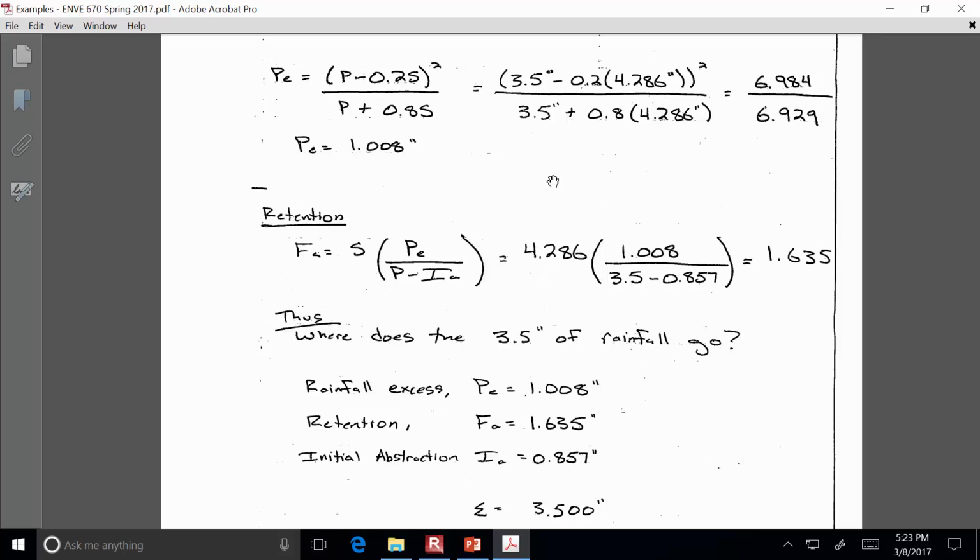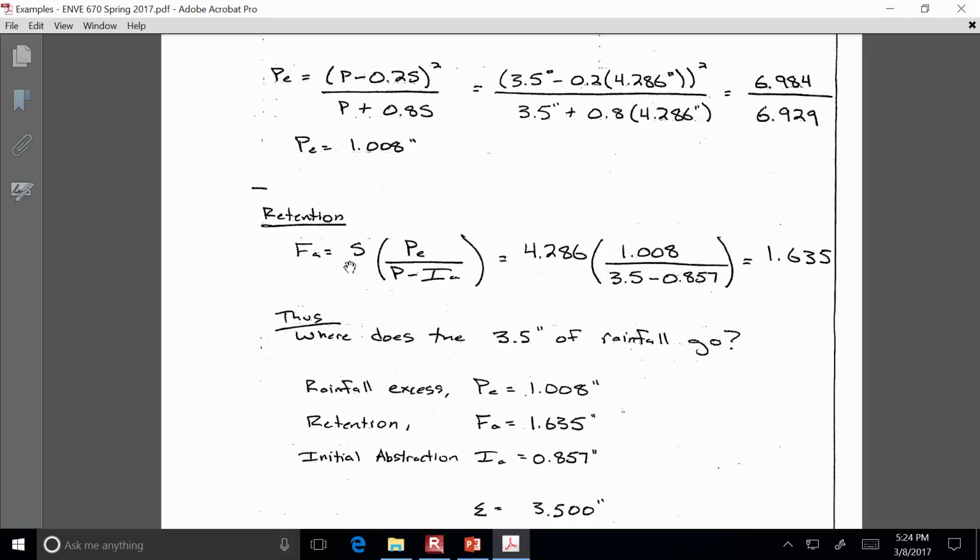1.008 inches is rainfall excess, and we already knew the initial abstraction was 0.857 inches. And so the retention, I could have just subtracted. I started off with 3.5, which was the precipitation amount. I could have said 3.5 minus 0.857 minus 1.008 and then get the 1.635. But rather than just doing that simple subtraction, I wanted to put it into this formula for retention to make sure that I got the same thing.